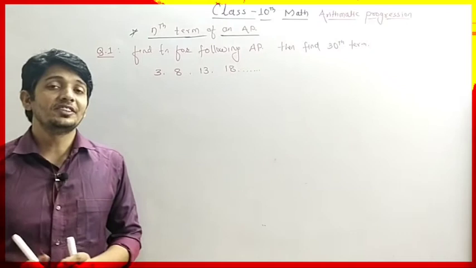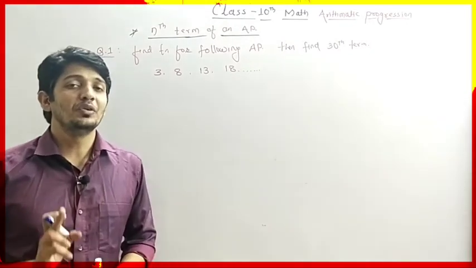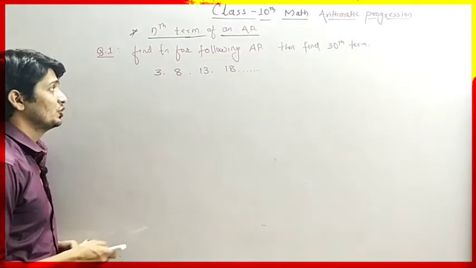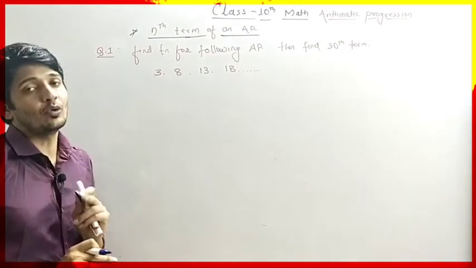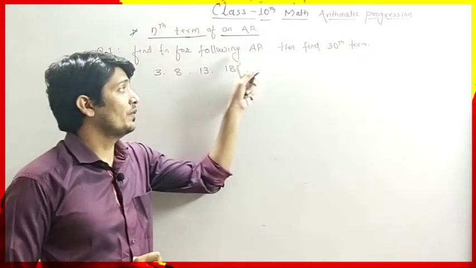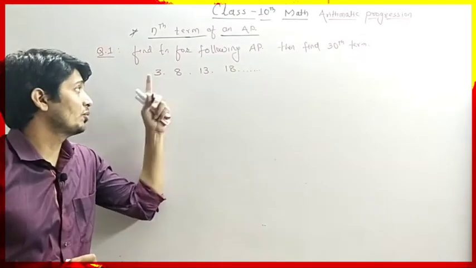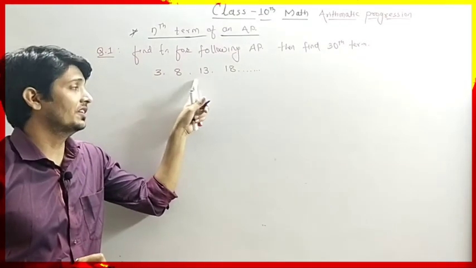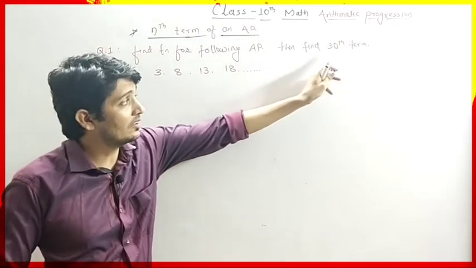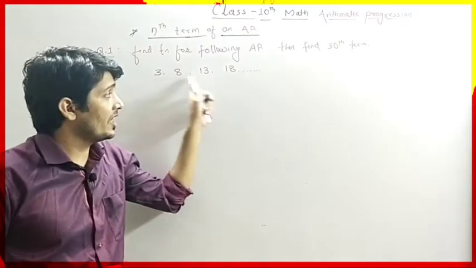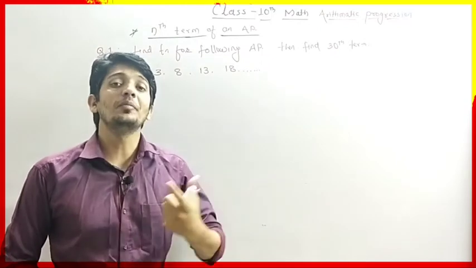So for the nth term formula, we are going to solve the first problem. The problem says: find Tn for the following arithmetic progression, which is 3, 8, 13, 18 and so on, and find the 38th term. So we also have to find the 38th term of this AP.